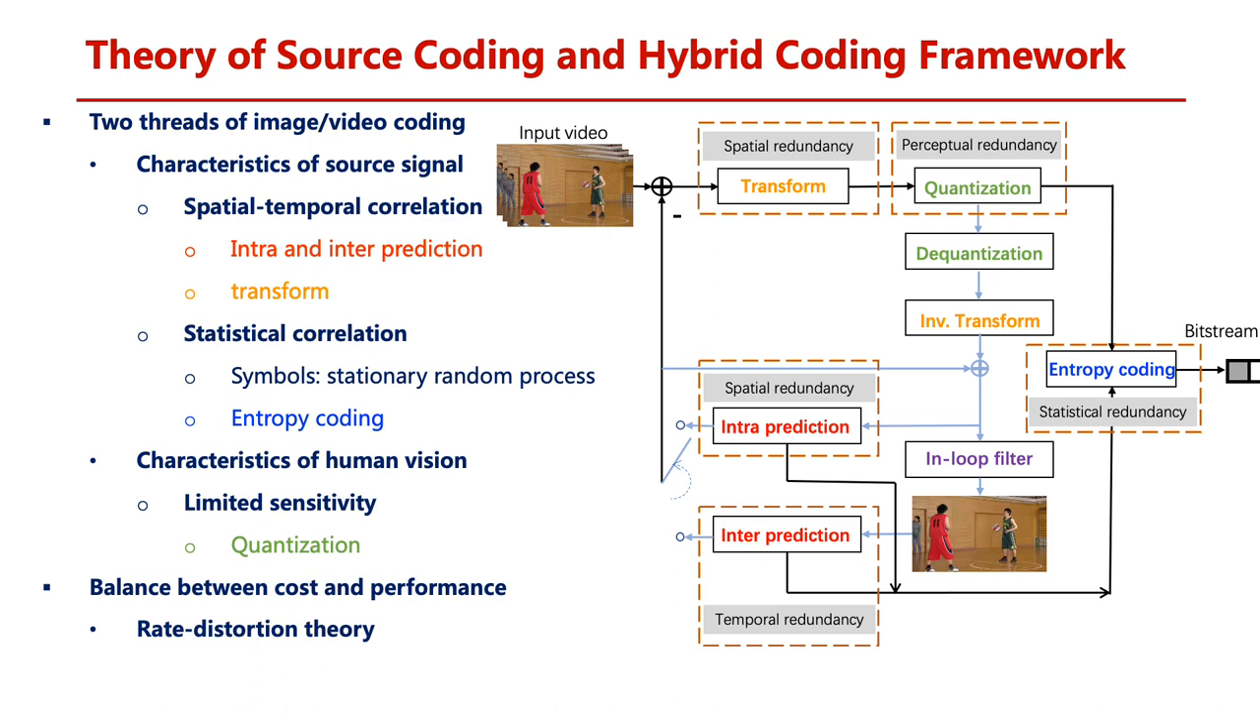I believe people working on coding understand that we compress image and video following the theory of source coding. There are two threads of compression: the characteristics of the source signal and the characteristics of human vision. The existence of spatial-temporal correlation leads us to prediction and transform. The existence of statistical correlation leads us to entropy coding. Because of the limited sensitivity of vision, we can conduct quantization.